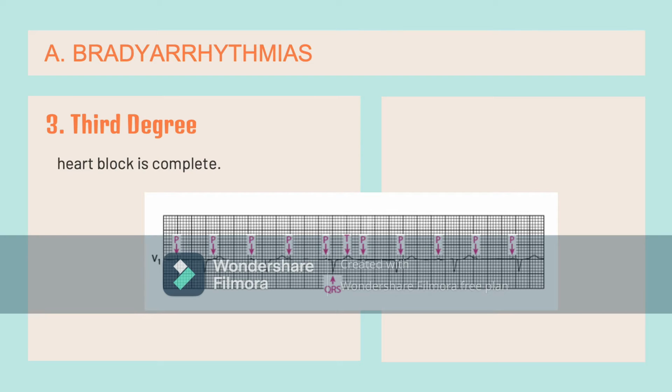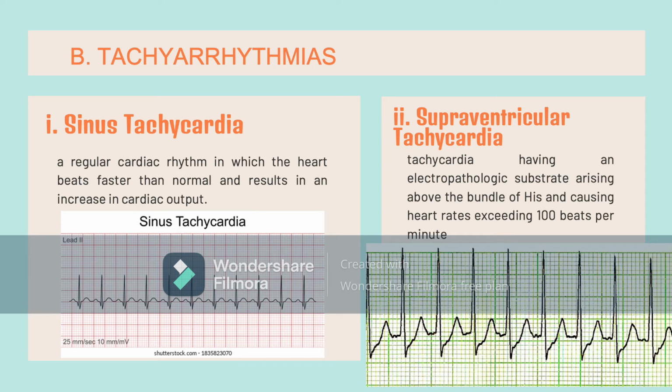So this is the third type of AV block, the third degree. The heart block is complete. And this is a picture of an ECG strip of an AV block with a third degree. We also have tachyarrhythmias. The first one is sinus tachycardia, a regular cardiac rhythm in which the heart beats faster than normal and results in an increase in cardiac output. This is an ECG example of a sinus tachycardia.